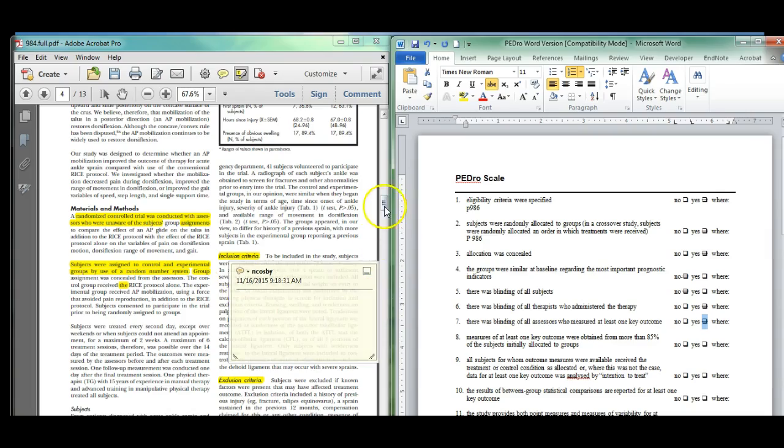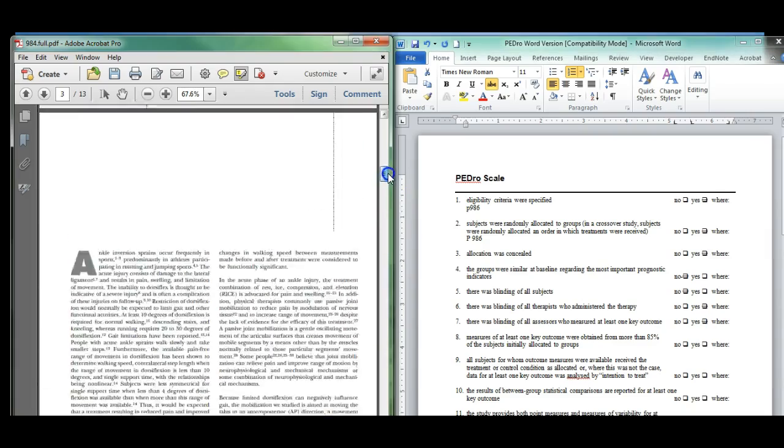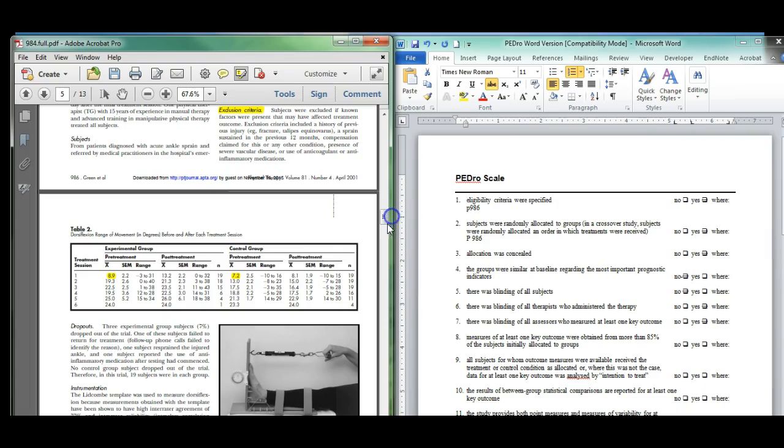Measures of at least one key outcome. Well, there are several outcomes within this research study, but if we go back to the table, we have pre-post measures for at least dorsiflexion range of motion for each treatment group. And so again, that gets a yes as well.